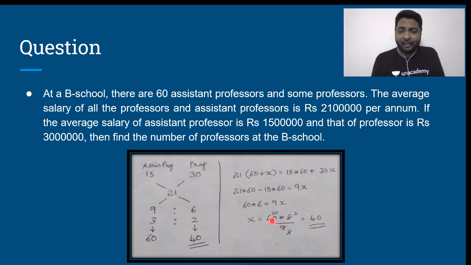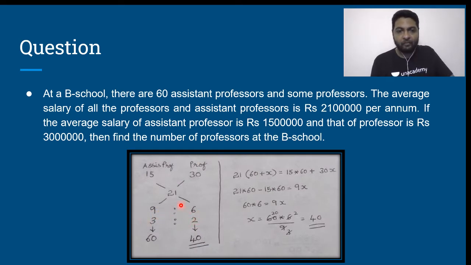This much calculation has to be done. But if we understand the principle of allegation, which we just derived, we can directly write: for an assistant professor, what is the average salary? 15 lakh. For a professor, what is the average salary? 30 lakh. For assistant professor and professor put together, what is the average? 21. You go along this diagonal, 30 minus 21, 9. Go along this diagonal, 21 minus 15, 6. Therefore, the ratio of the number of assistant professors to the number of professors is 9:6, or in other words, 3:2.